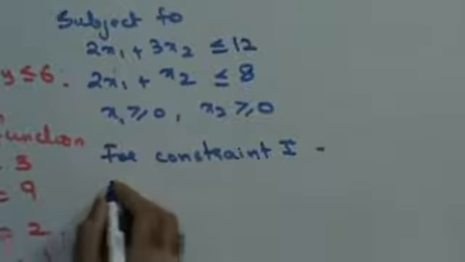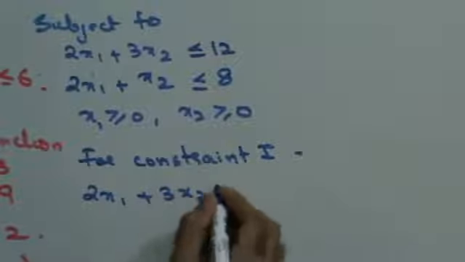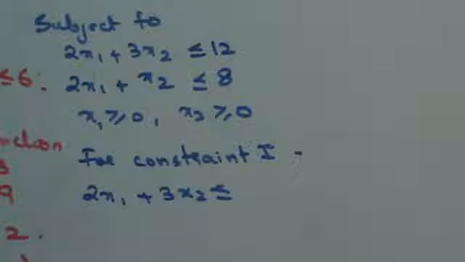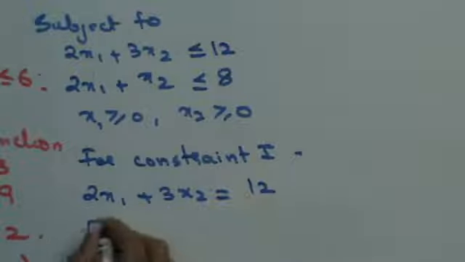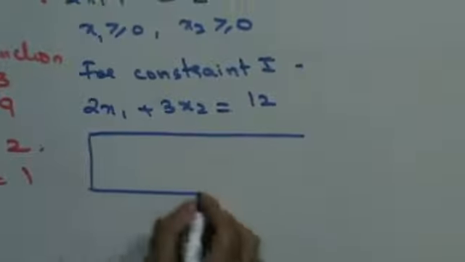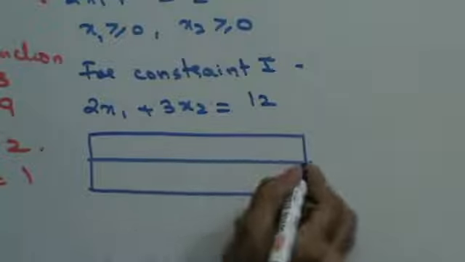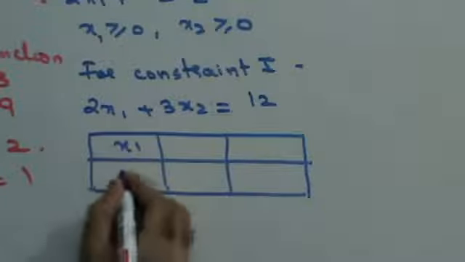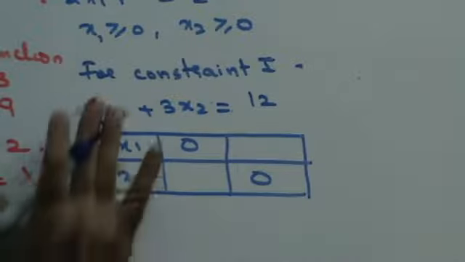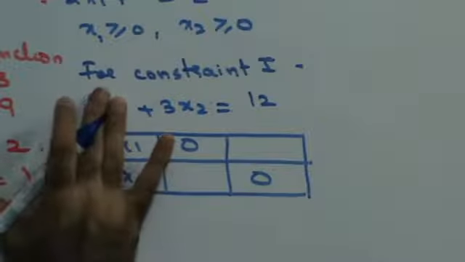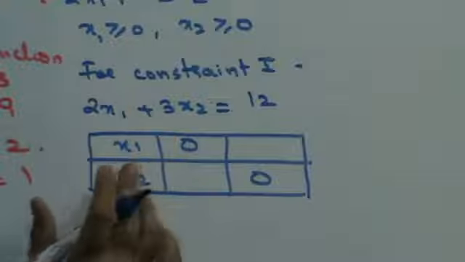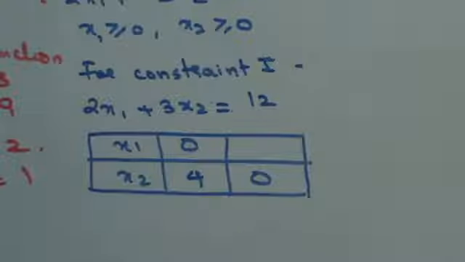Right? Now let's see this. For constraint 1. 2x1 plus 3x2 is less than equal to 12. So let's see this. You just write this as equal to 12. x1, x2, 0, 0. Right? 2x1. If I take x1 as 0, then I will get 3x2 is equal to 12. So x2 will be equal to 4. If I take x2 as 0, then x1 will be equal to 6.